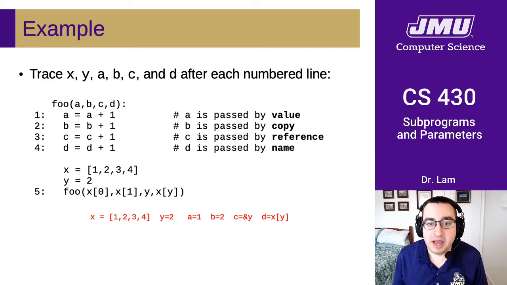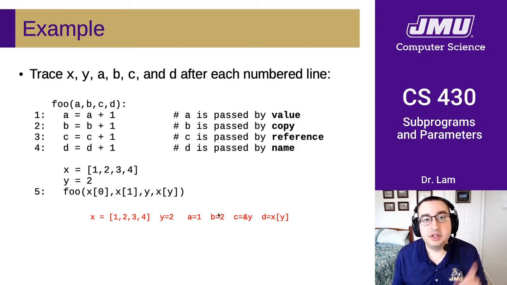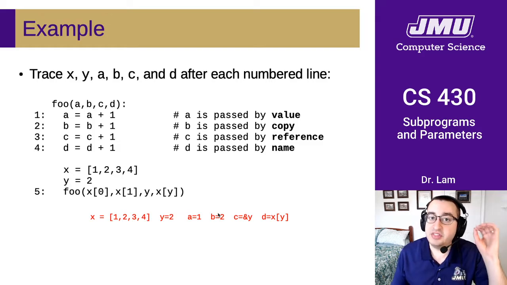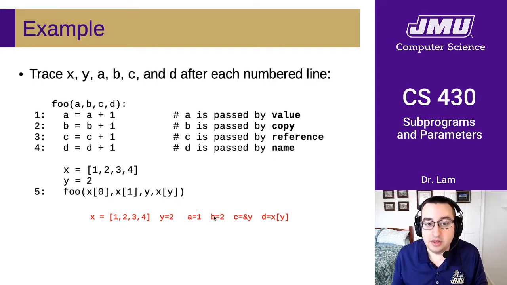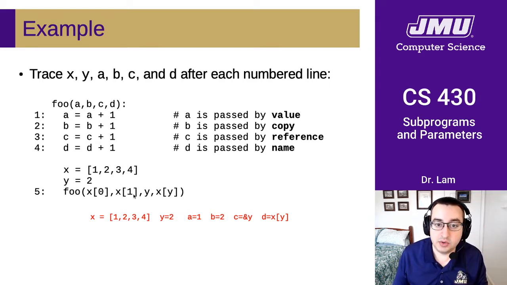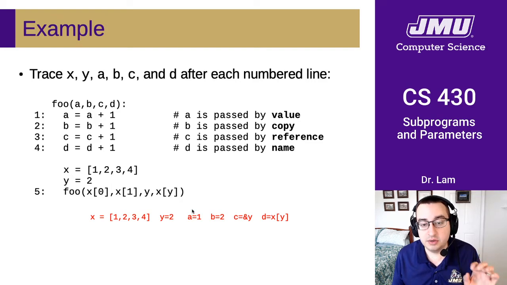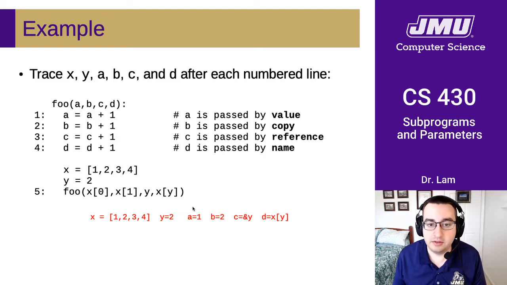All right, B is passed by copy, which means that at this point the semantics are the same. So x sub 1 is 2, and so now b is going to be 2. The difference between these two parameters is that at the end of the function, a is not copied back into x sub 0. However, the value of b at the end of foo is going to be copied back into x sub 1. And this is different. You probably have not seen a language that uses this semantics. It's rather confusing, and so a lot of languages do not use this.